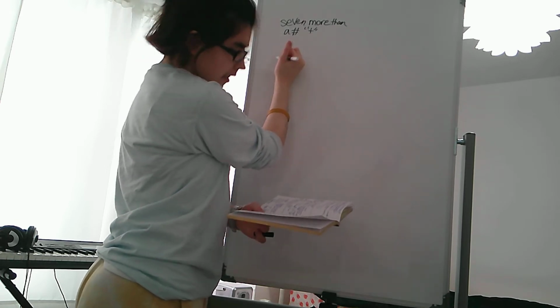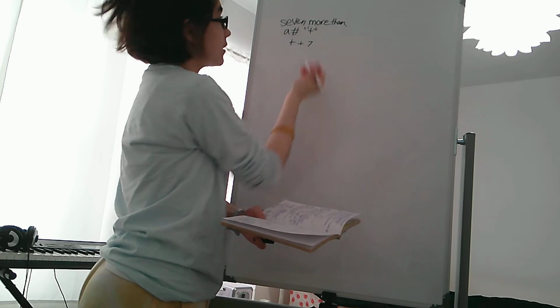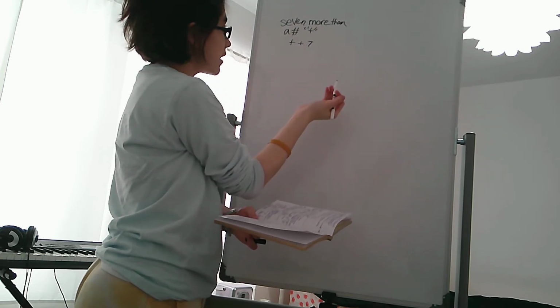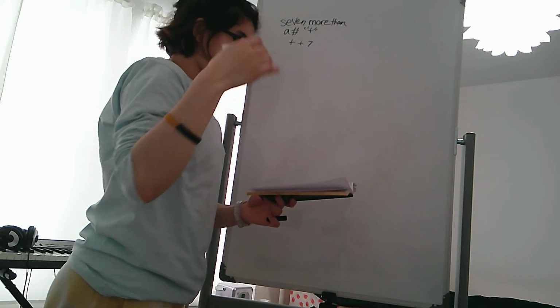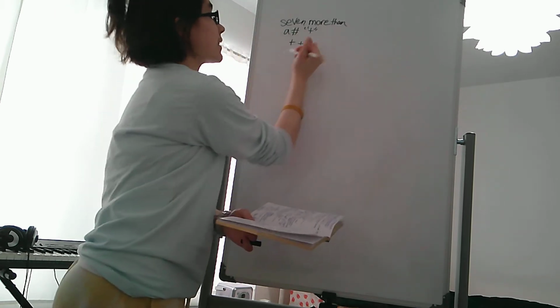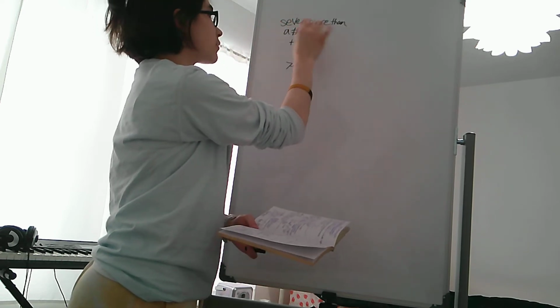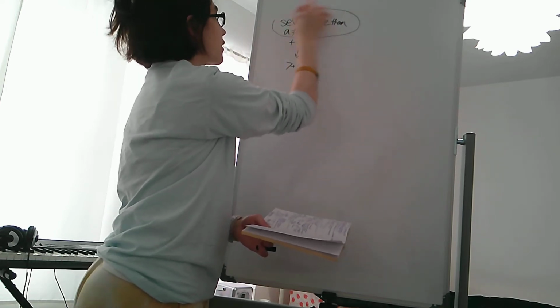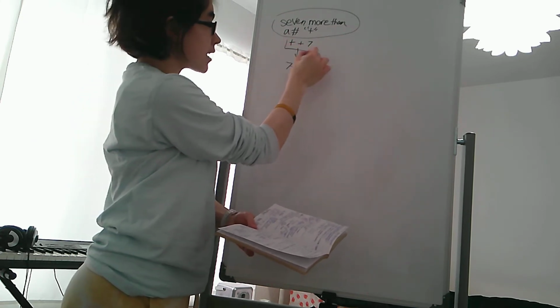Well, I could write t plus 7. Right? 7 more than a number t. Okay? Yes, I know. By the commutative property, technically this is equal to 7 plus t, but for the sake of this example, I'm going strictly by this expression over here. 7 more than a number t. Okay, so t plus 7.